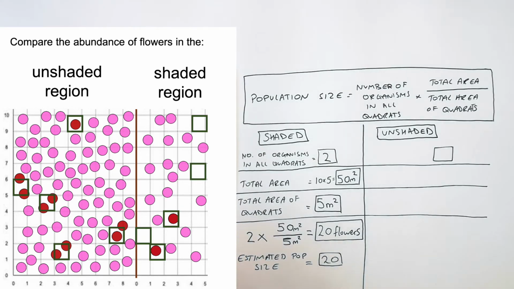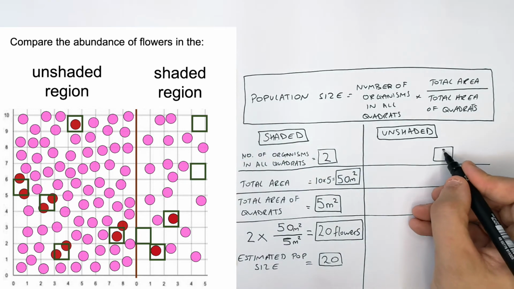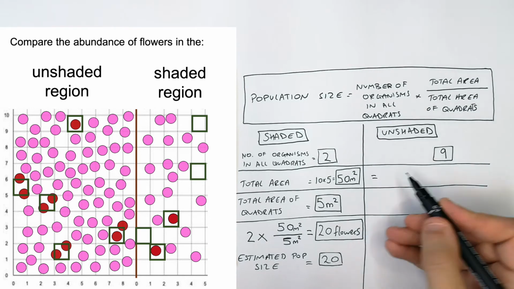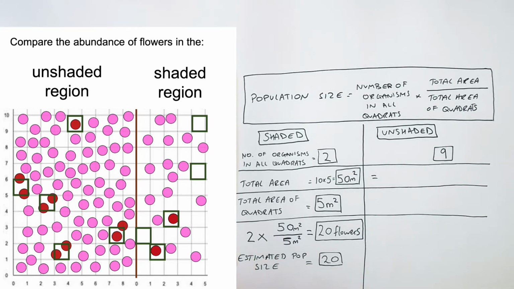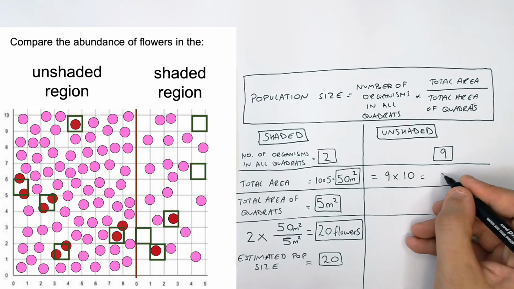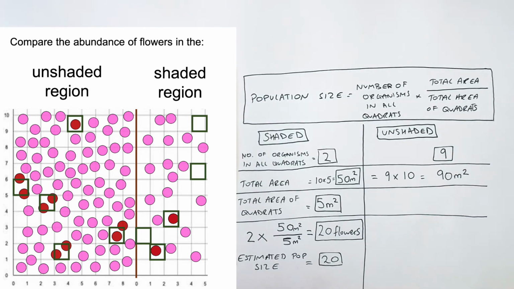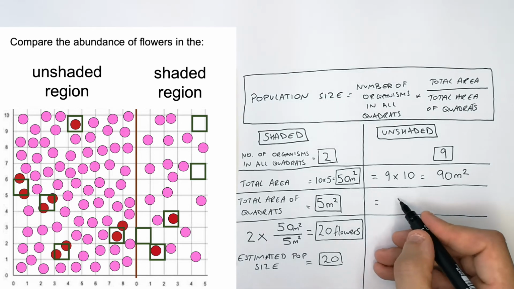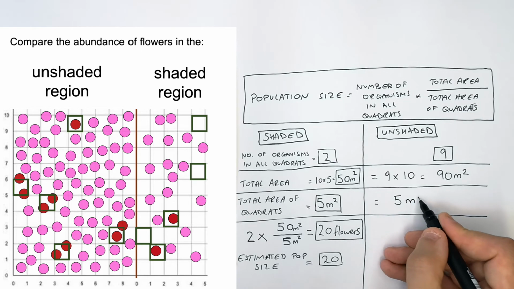In the unshaded region where there is more sunlight, we counted a total number of organisms in all the quadrats of 9 plants. We then have to calculate the total area. In this case, it's going to be 10 meters times 9 meters. That gives you a total area of 90 meters squared. The total area of quadrats was 5, so we still have the total area of quadrats as 5 meters squared.